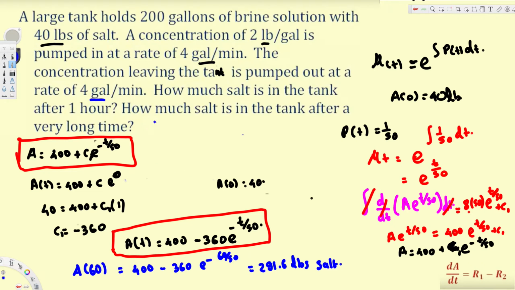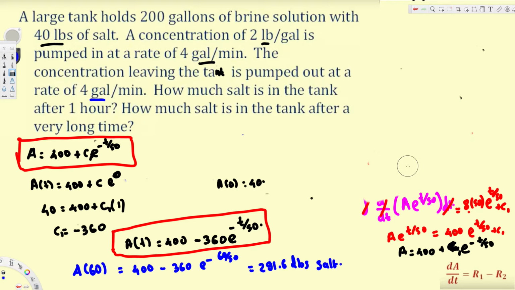Now let's look at the second question. How much salt is in the tank after a very long time? When they say very long time, we take the limit as t approaches infinity and put our generic function in there. So the limit as t approaches infinity of 400 minus 360 e power negative t over 50. If you plug infinity in for t, that's going to be e power negative infinity, which is 0, so this whole term becomes 0. Finally we will end up with 400 pounds of salt.